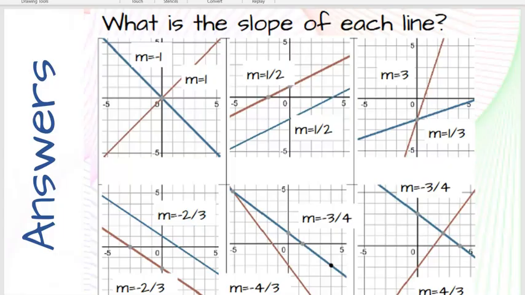This one was neither, so even though they're reciprocals of each other, they still didn't work. These ones again were reciprocals of each other, but they didn't work. Here, they're reciprocals, so -3/4 and +4/3, so they're opposite reciprocals.